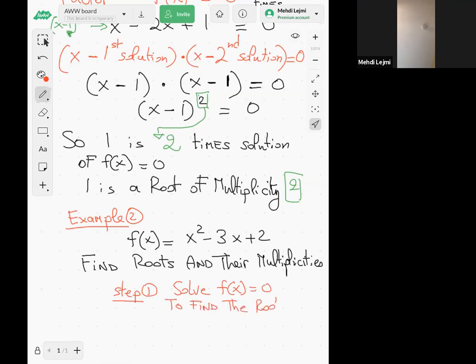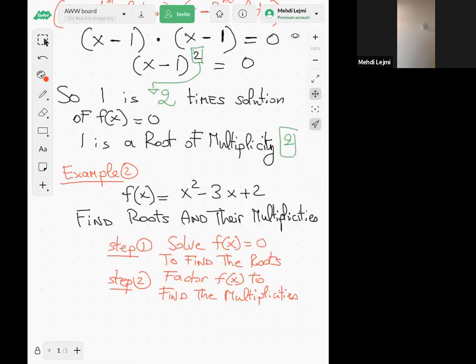Okay. Step 2, you want to find the multiplicities, right? Then you have to factor f of x to find the multiplicities. All right. Okay, so let's follow the steps here.